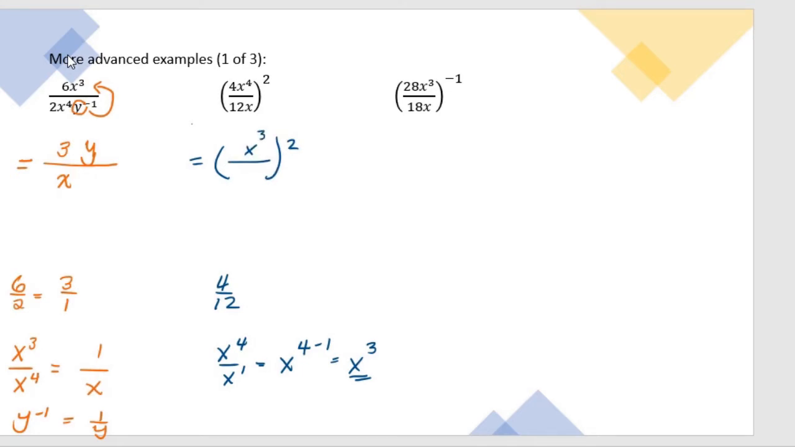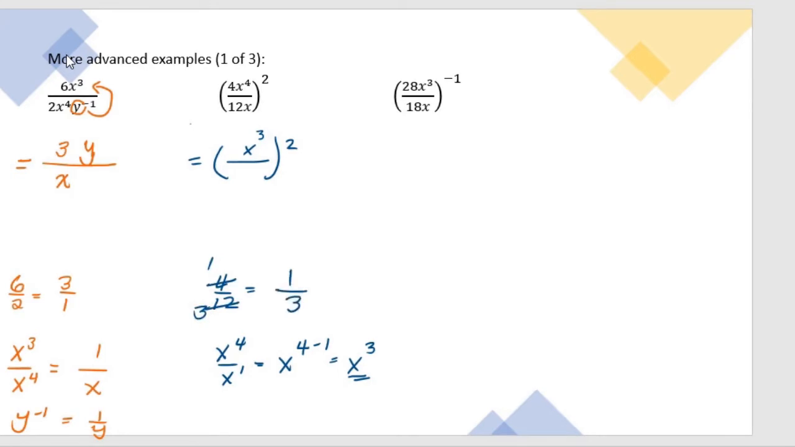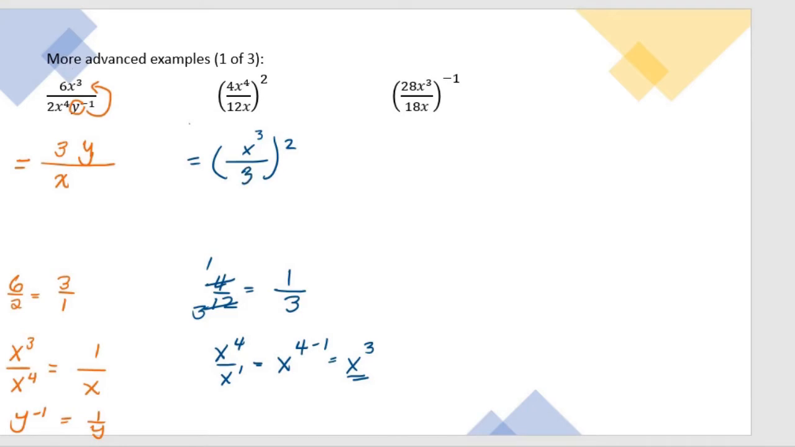I've skipped over 4 over 12, but we can simplify that as well. I notice that 4 and 12 are both divisible by 4. 4 divided by 4 is 1, and 12 divided by 4 is 3. So 4 over 12 simplifies to 1 over 3. So we don't need to give the 1 in the numerator because we already have an x cubed there, so we don't need the 1 placeholder, but we certainly need to add the 3 into the denominator.